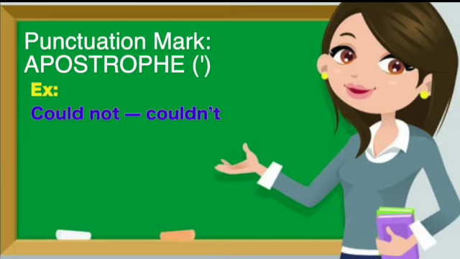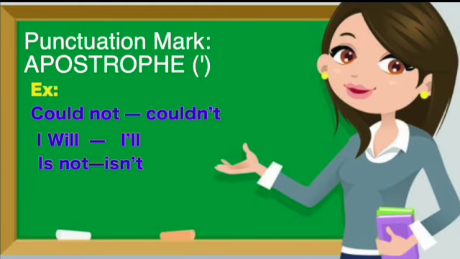Another example is the contraction of I will is I'll. The omitted letters here are w and i. It is read as I'll. Another example is the contraction of is not, which is isn't. It is read as isn't.